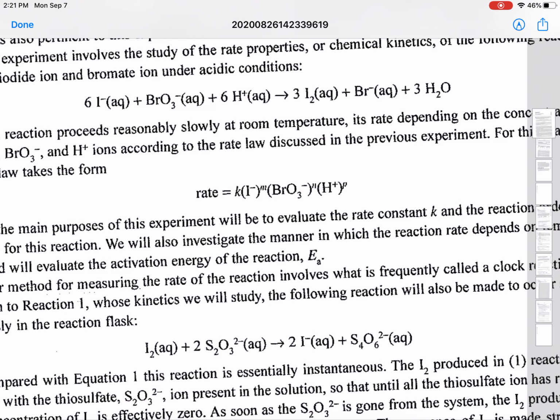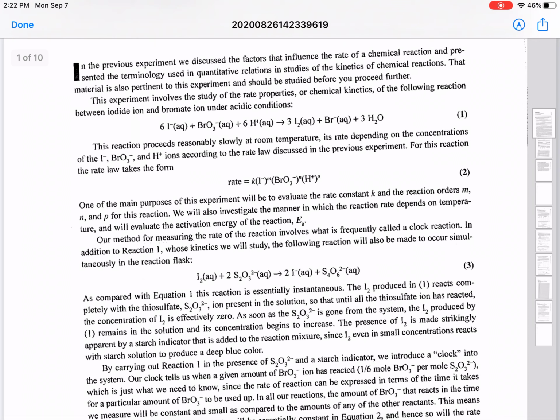Is it going to be the 0th order? 0th order means no matter how much you increase the reactant concentration, the rate doesn't change. But it will be first order with regard to one particular reactant if the rate doubles, and it's going to be second order if it is going to quadruple the rate of the reaction. So M, N and P, they are going to be reaction orders. So in this particular reaction, we are going to find out what is the rate constant as well as what are the orders M, N and P.